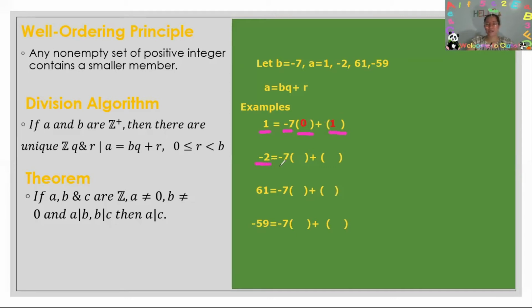and -7 as the value of our B. And for the quotient, what would be the value? That would be 1. And what would be our remainder? If 1 multiplied by -7, that is -7. So what must be put in here is 5. So when we add them together, it would result in -2.